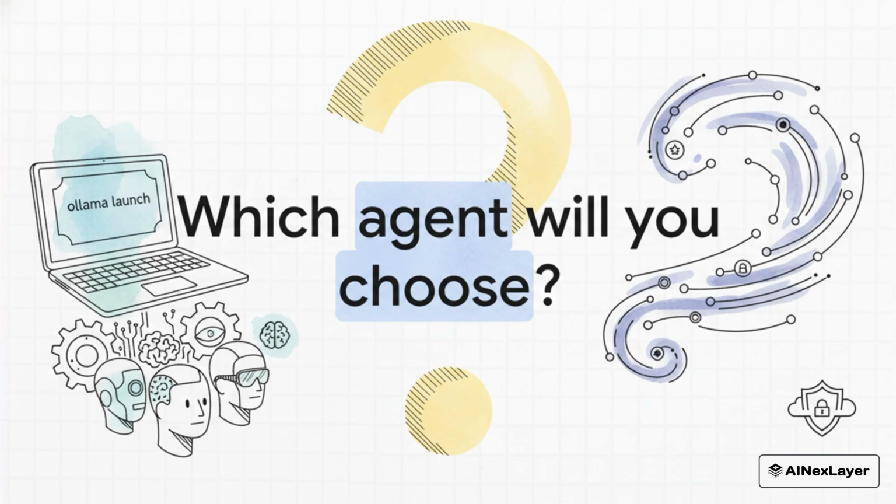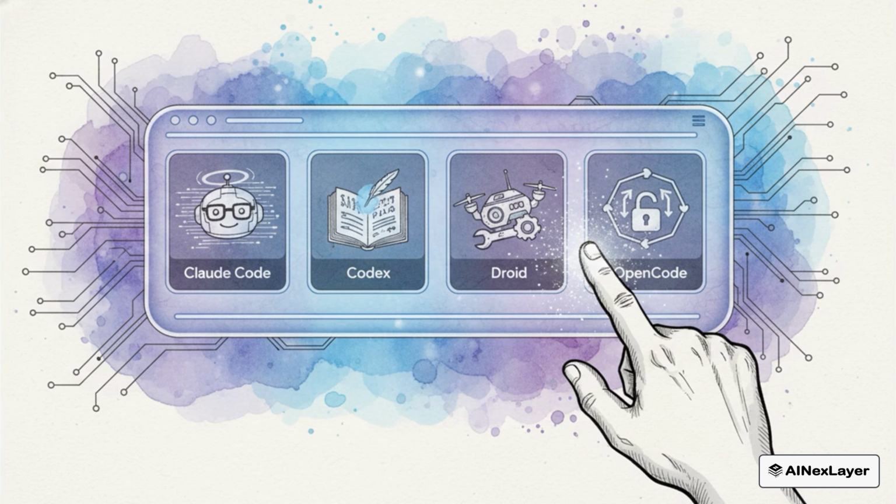So when you run the Ollama Launch command for the very first time, it's not just going to throw you into a session. Instead, you're going to be presented with a choice, a menu of which agent you want to use. And you've got some pretty great options here. Anthropic's Claude Code, OpenAI's Codex, Factory's Droid, and the open-source alternative, OpenCode. Each one has its own strengths, for sure. For this little walkthrough, we're going to select OpenCode, just to see what the open-source option can do.